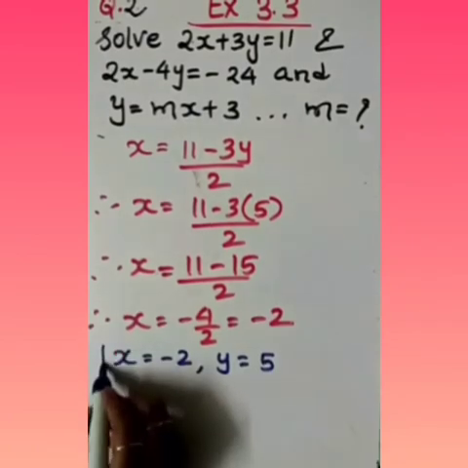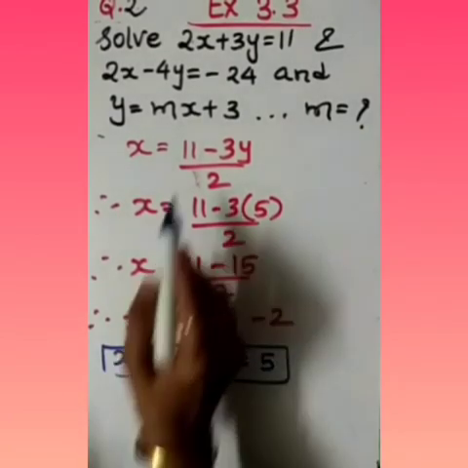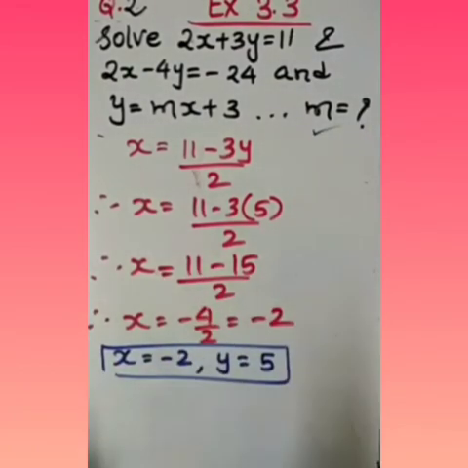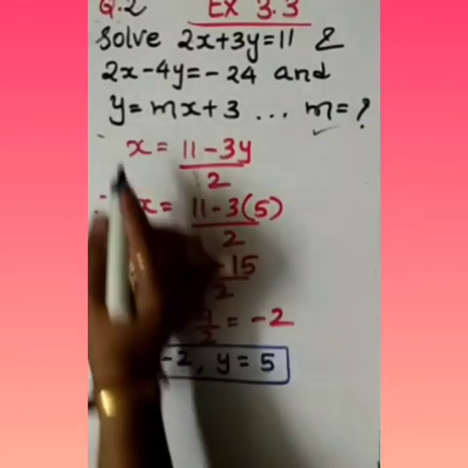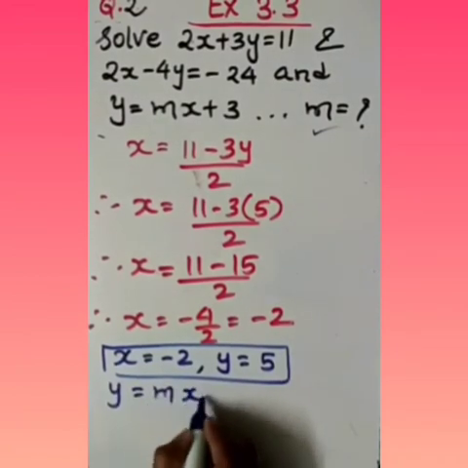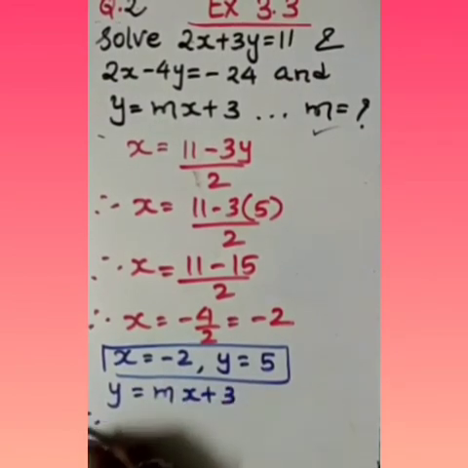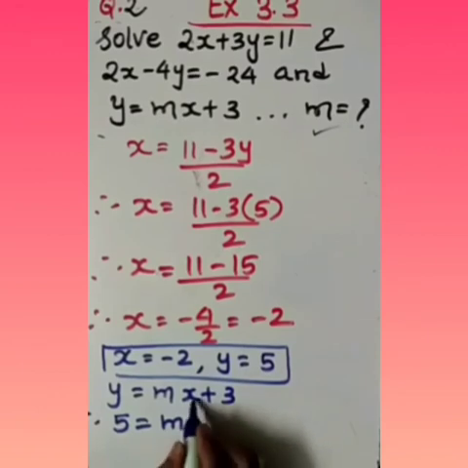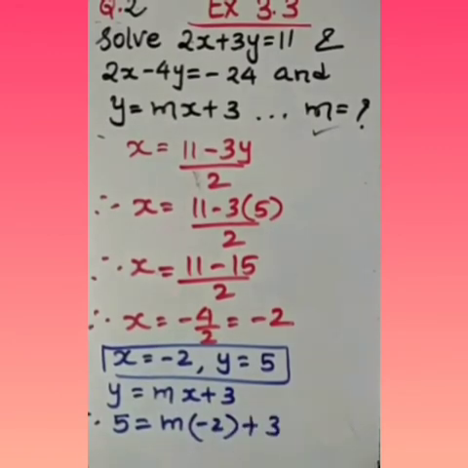But this is not our complete solution. Just observe the question. We actually want to find the value of m. Nothing to do. Simple. I am going with this equation now. y equal to mx plus 3. In this equation, I am taking the value of y, 5. The value of m I do not know. The value of x is minus 2.